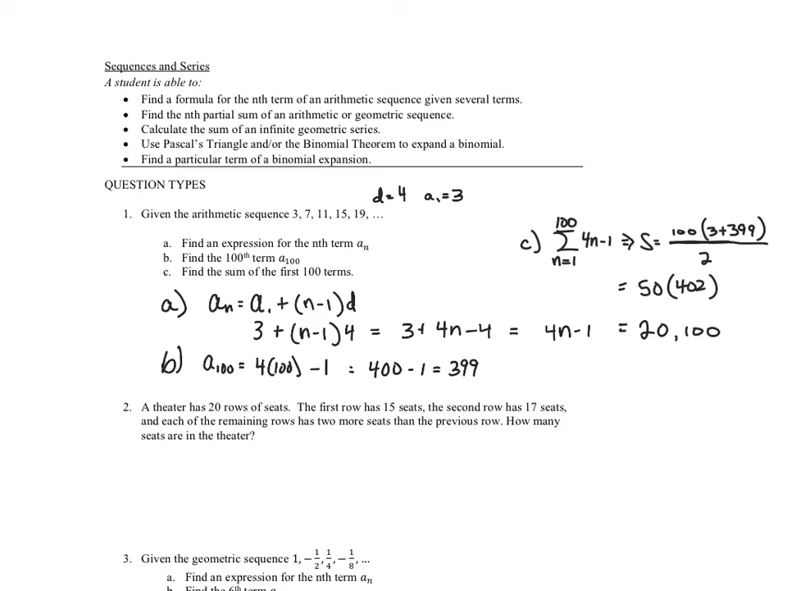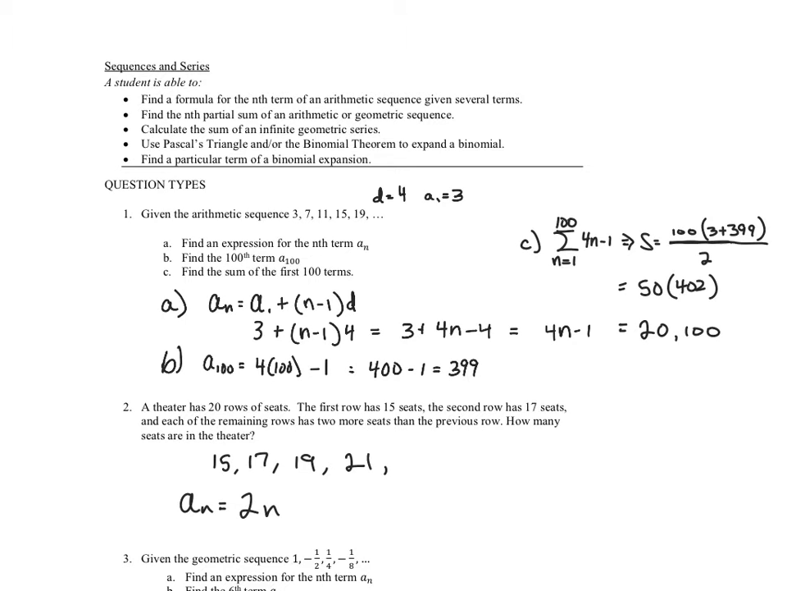Okay, question 2. The first row has 15, second row has 17, and each remaining row has 2 more seats than the previous row. So we're adding 2 every time, and it looks like the first term is 15, then 17, then 19, then 21. So the nth term, the common difference is 2, so 2n.